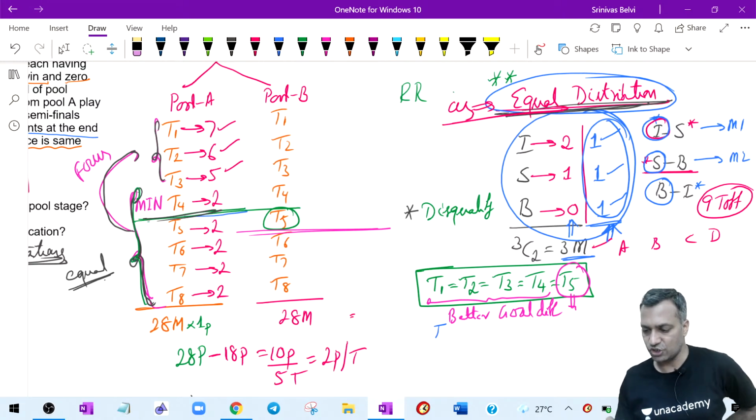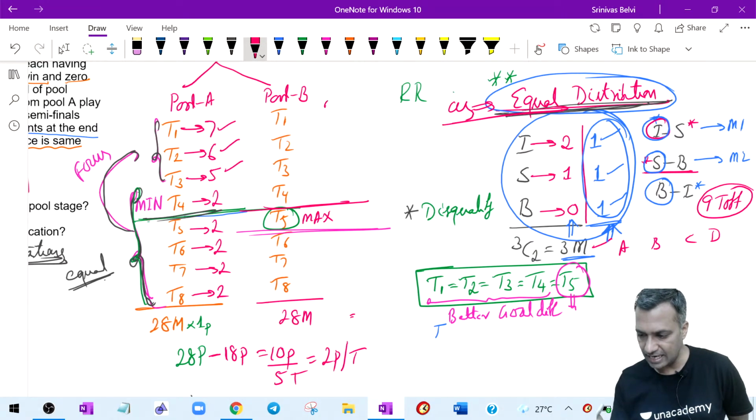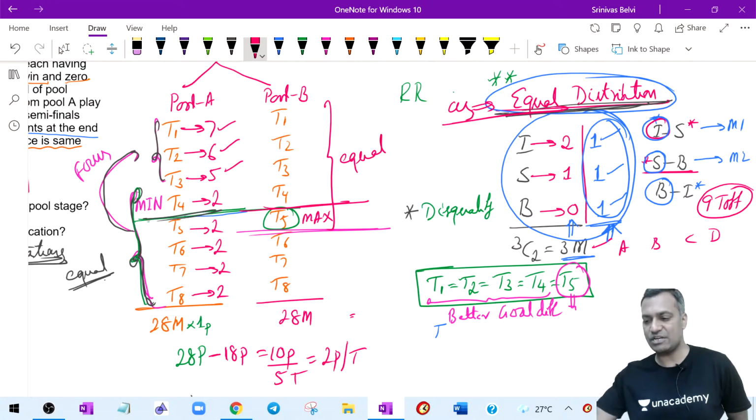Okay, that's one side of the story. Now look at the second side. Second side is what? What is the maximum they win, yet team 5 disqualifies? Because the cutoff number is team 4. Maximum, yet they disqualify. Then you have to understand that I have to make these fellows equal, as equal as possible.